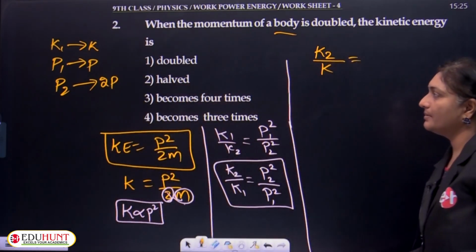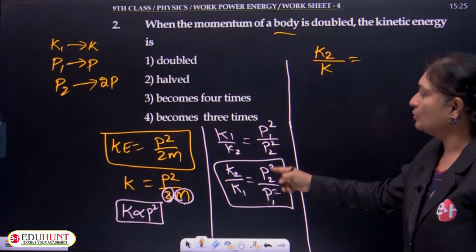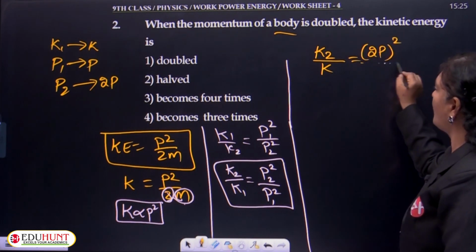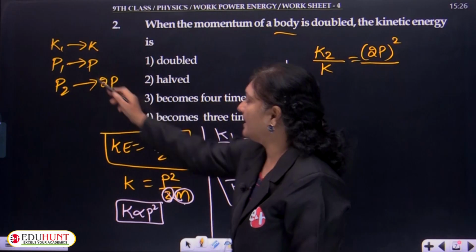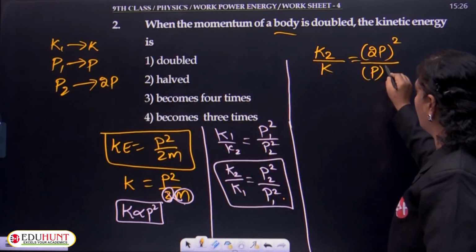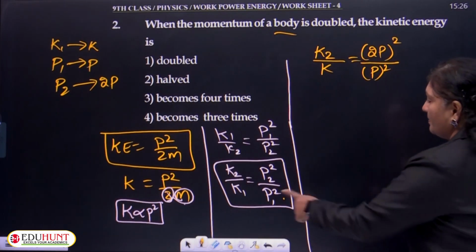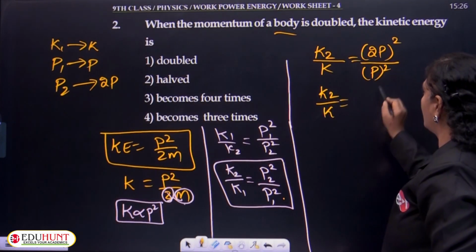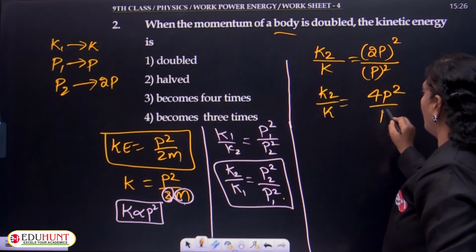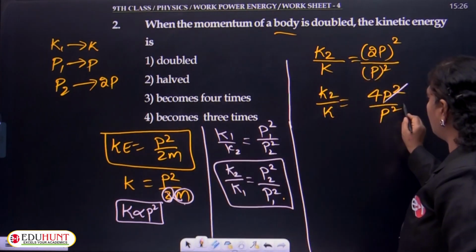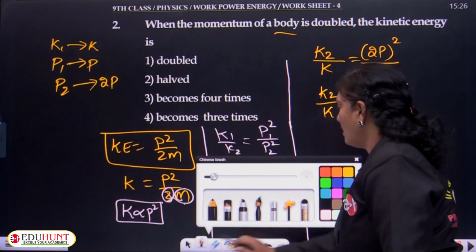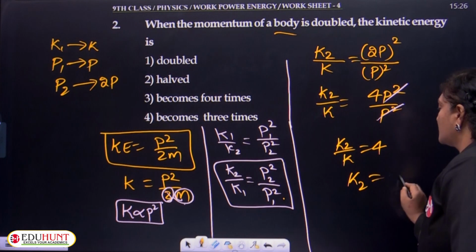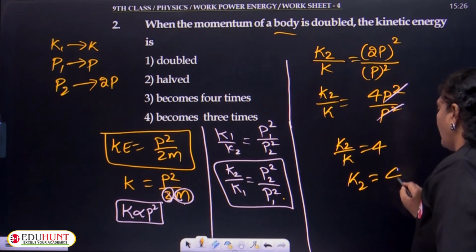So, instead of K1, I replace it with K. And here, instead of P2, what should I replace? 2P. So, 2P whole square upon P1. What is P1? It's P itself. So, P whole square. P2 square is 2P square, and P1 square is P square. So, K2 upon K is found to be 2 square is 4P square upon P square. So, simplifying further, P square and P square get cancelled, or the value of K2 by K equals 4, or K2 is equal to 4 times that K.